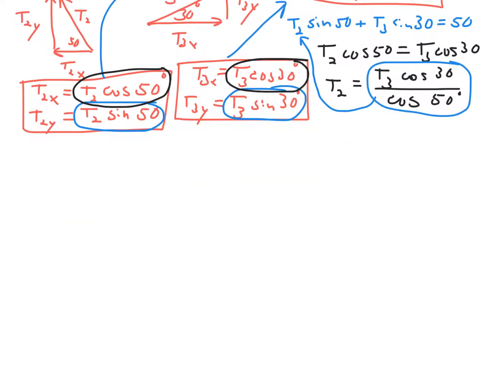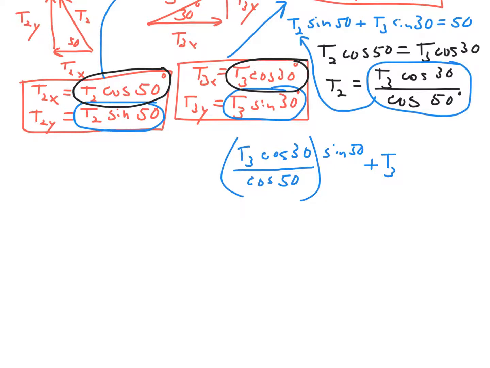So when I do the substitution here, I end up with T sub 3 cosine of 30 all over cosine of 50. That's the part I'm plugging in. That's the big substitution. Times the sine of 50, which was still there, plus T3 sine of 30 equals 50. So that's bringing this blue equation from the top down to here with that one big massive substitution.